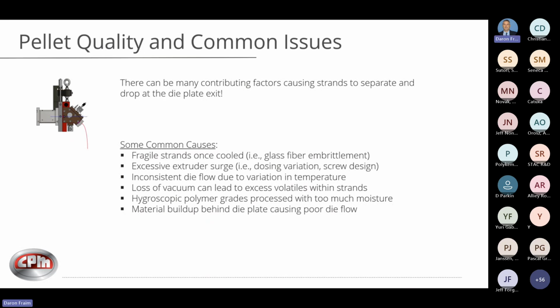Another tip is to ensure there's no material buildup over time. If you've been processing long term, any stagnation behind the die plate within the manifold bore, where material tends to build up and hang around, can cause poor die flow issues. So you may have to shut down, unbolt the die plate, take a look at it, and make sure there's not a lot of residual buildup of material that's constricting or interfering with the die flow.